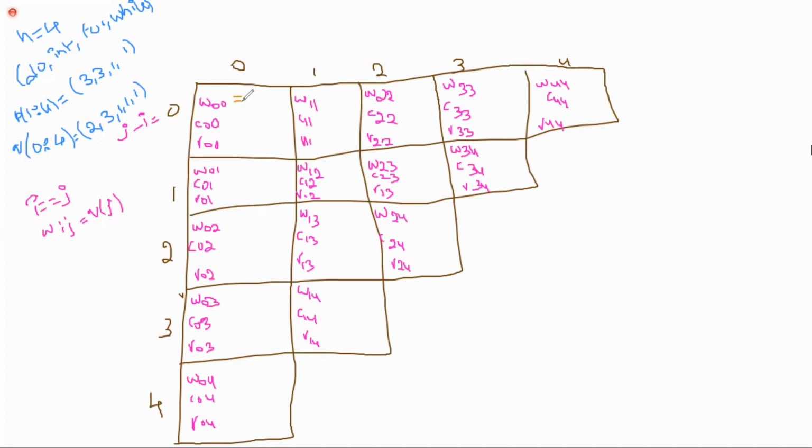So W00 value I can write as 2. W11 value I can write as Q of 1, which is 3. W22 value is Q of 2, which is 1. Q of 3 is 1, Q of 4 is 1. Now, C00, the cost: both I and J values are equal, so consider the cost as 0 only. When both I and J are equal, consider the root node also 0 only. Here also it is 0.